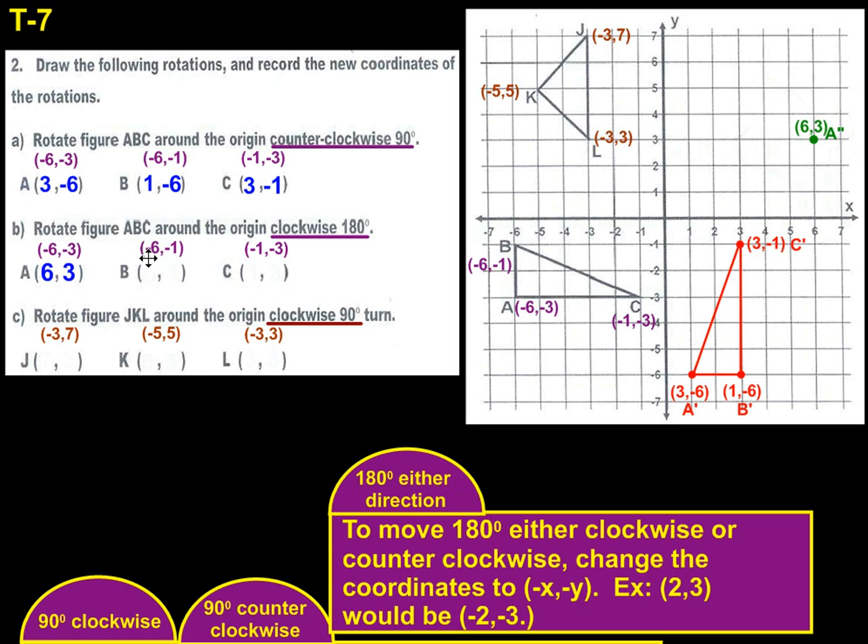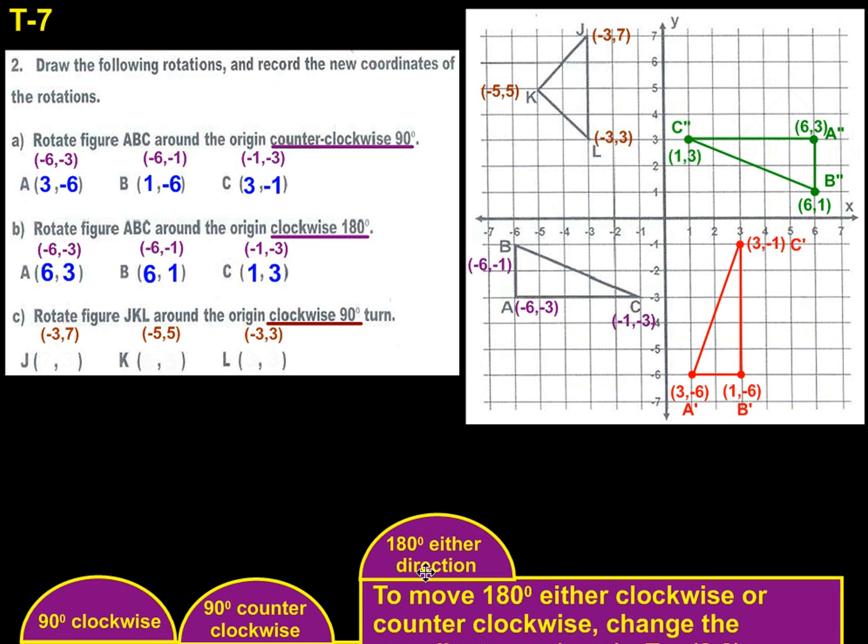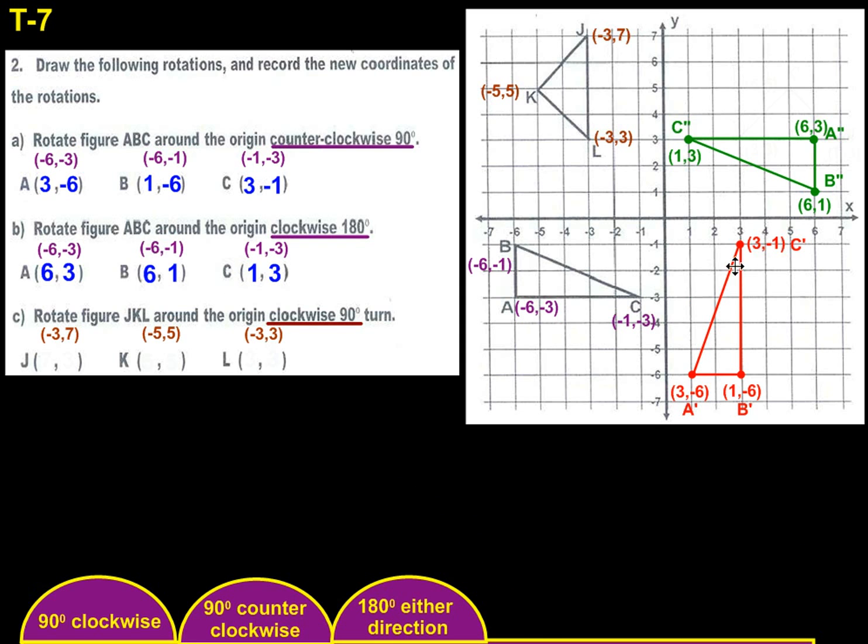Okay, for B, I have a negative 6 and negative 1, both negative numbers, and since I would use the negatives of them, they're both going to become positives. So it's going to be positive 6, positive 1, which is right here. That's my B. And negative 1, negative 3 is going to become positive 1, positive 3 because of this rule. And when they're connected, you should have translated shape ABC over to here in the first quadrant.